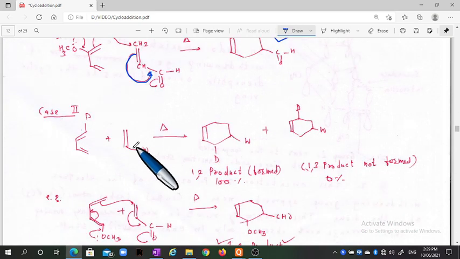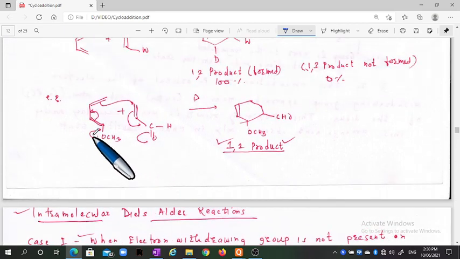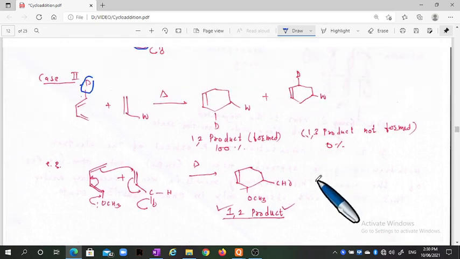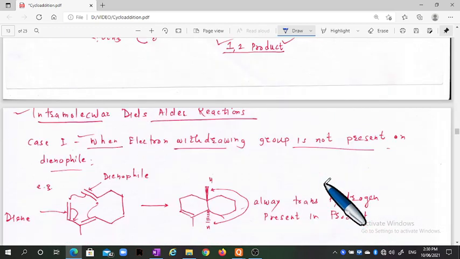Second is the electron withdrawing group at that position. Sorry, it is a donating group. It donates the electrons, like that, as we have shown here. It donates the electrons and it will react here, and you will obtain the majority. This product is obtained by this mechanism.